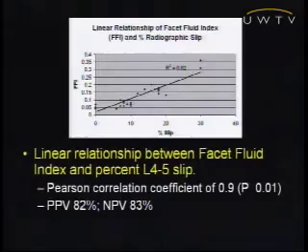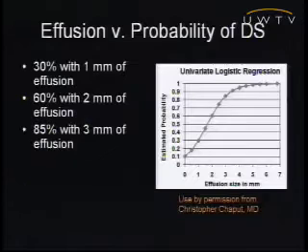And here's the Pearson correlation coefficient of all those patients, showing a linear relationship between the amount of effusion and the slip at L4-5. Chapman also published a paper this past year with similar findings. 30% of the patients with 1 millimeter of effusion had instability versus 60% at 2 millimeters of effusion, and a full 85% of the patients with 3 millimeters or more of effusion had a slip.